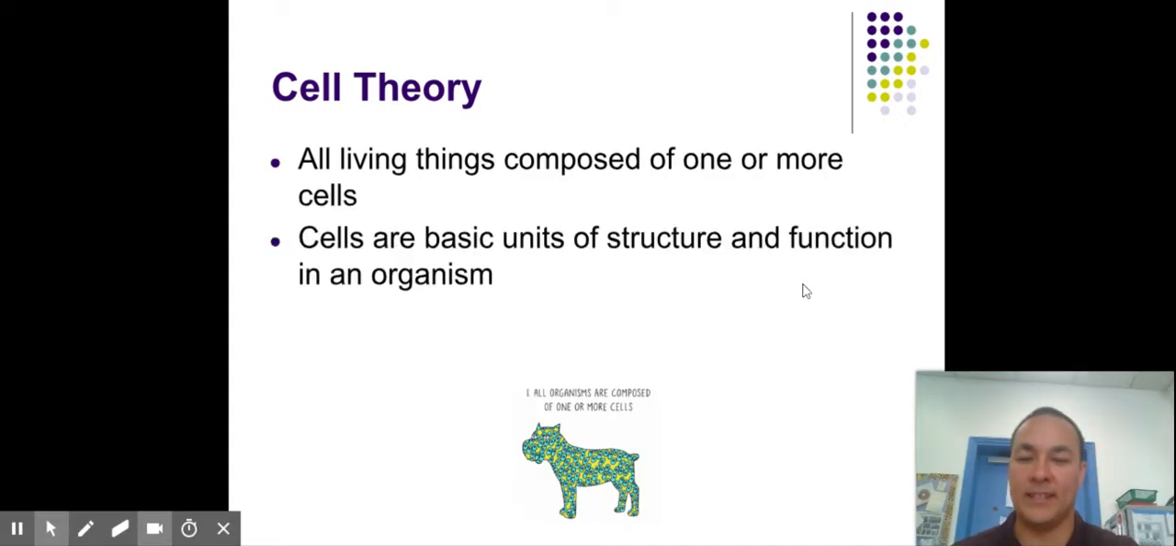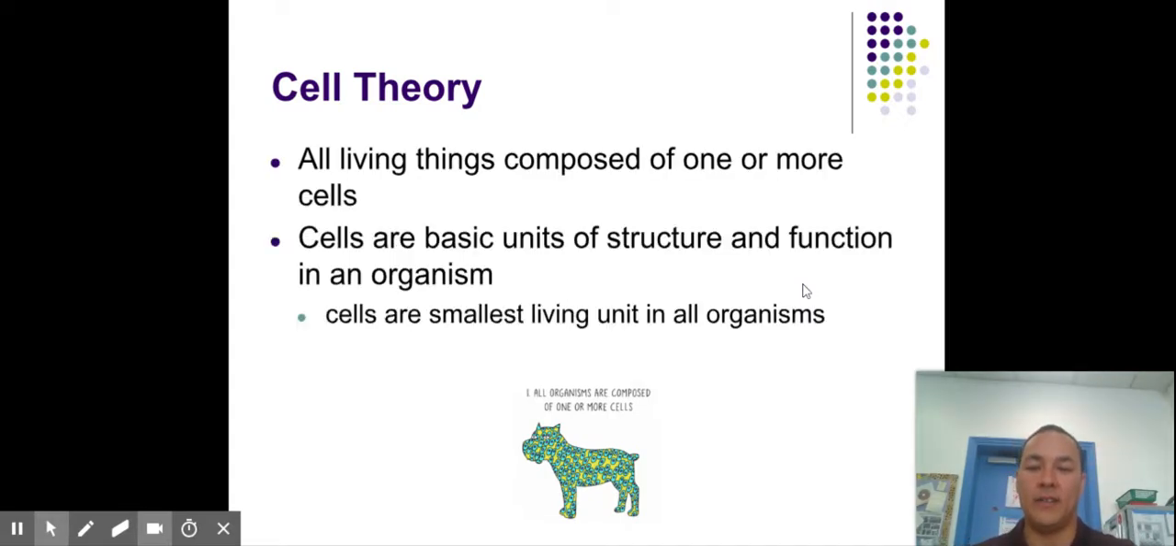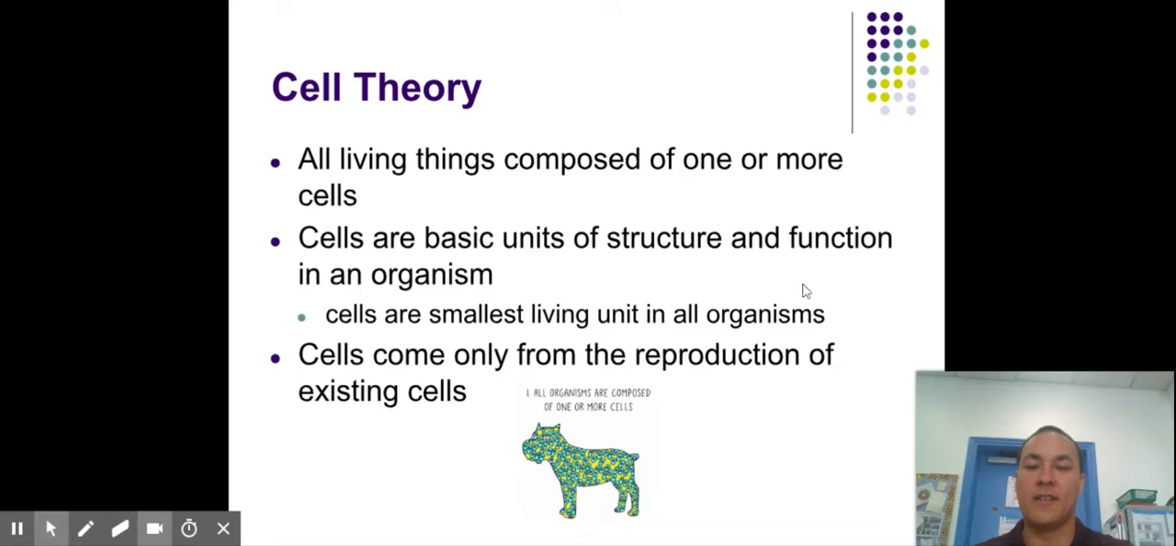And so hopefully you got this: all living things are made of 1 or more cells. Cells are the basic units of structure and function in an organism. What I mean by that is that they're just the smallest living unit in an organism. The cells that make up my skin or my heart are the smallest living thing inside of me. Cells only come from the reproduction of existing cells.